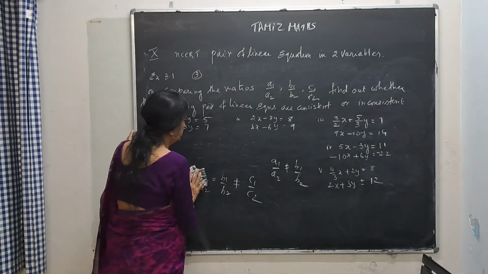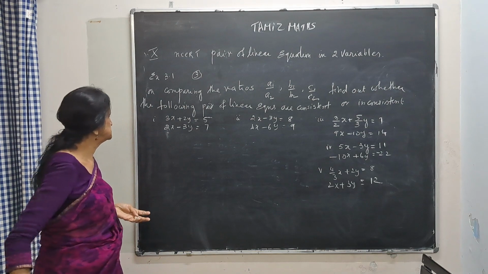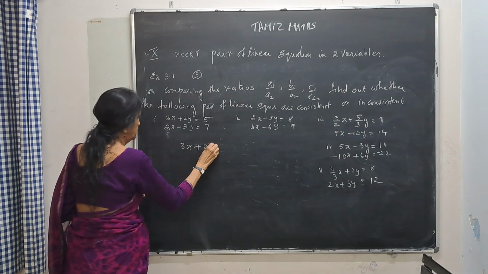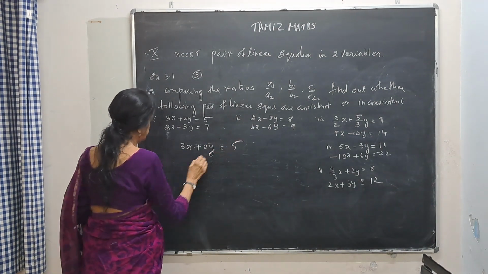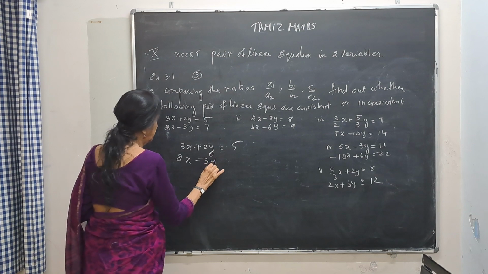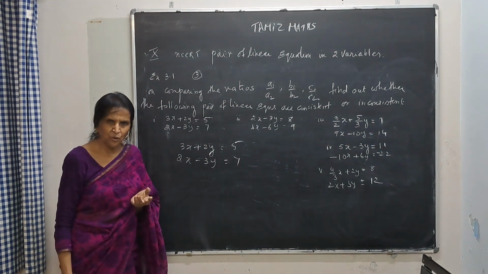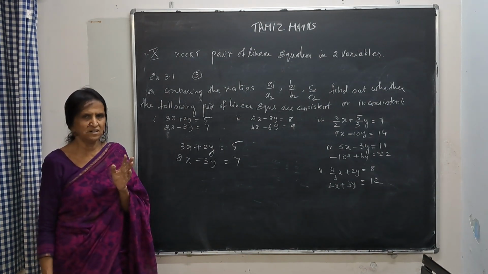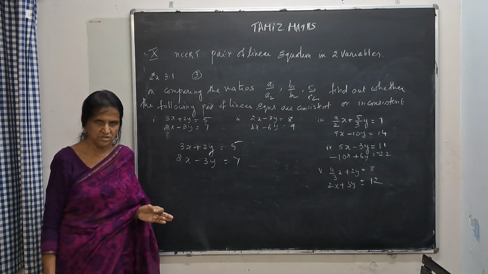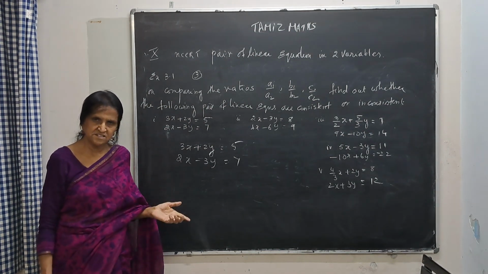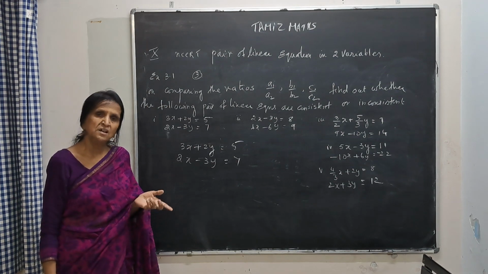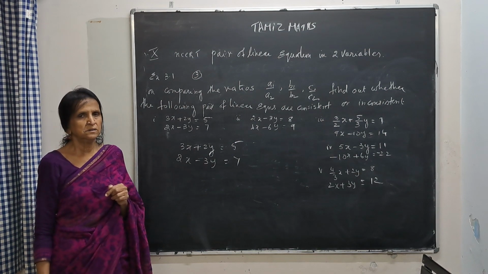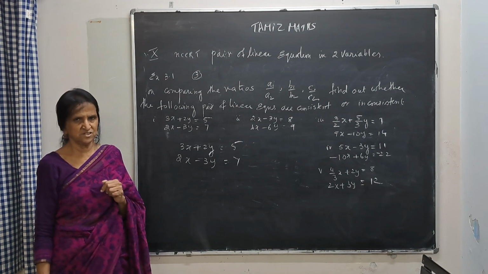Okay, now problem 1. Let's go for this. 3x plus 2y is equal to 5. 2x minus 3y is equal to 7. He is not asking you consistent with unique solution or many solutions. He is only asking you whether it is consistent or inconsistent. Consistent means it will have a solution, and there are two subdivisions in that. It is consistent with one solution, that is a unique solution, or consistent with many solutions. That's the extra information I am giving you. The other thing is it's not consistent. It does not have a solution.